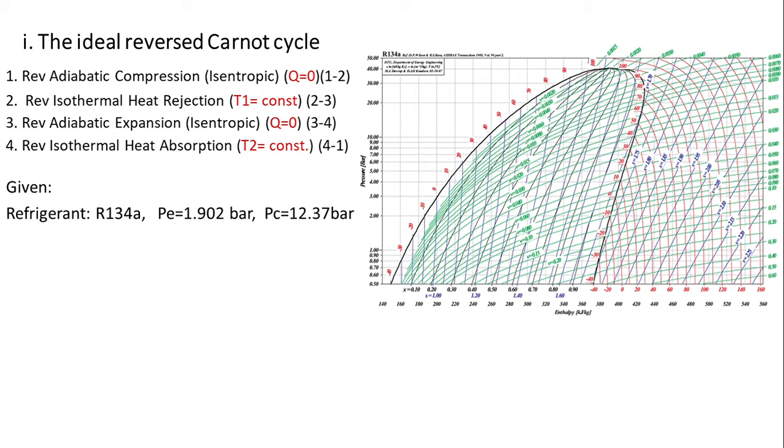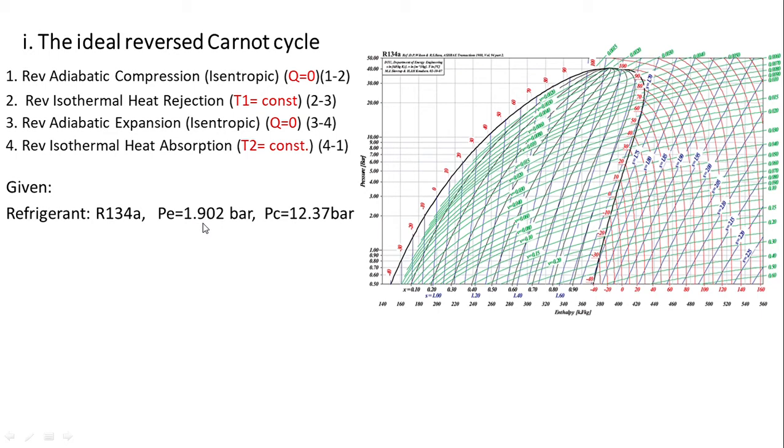So let us mark the two pressure lines on this chart. If you have the chart, a pencil and a scale with you, try to mark it with a dotted line. See, you have to do that only. So let us mark the evaporator pressure line.